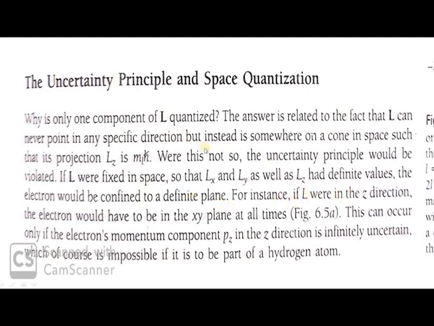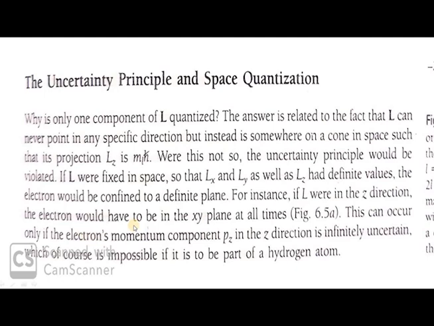If L is exactly in the z direction, what does it mean? If L is exactly in the z direction, it means the electron will lie in the xy plane perpendicular to it. What does that mean? You know the position of this electron, and this can occur only if the electron's momentum component Pz in the z direction is infinitely uncertain. It is impossible to find the position and momentum at the same time. If the position is known exactly, the momentum will be completely uncertain. Right. It is of course impossible.